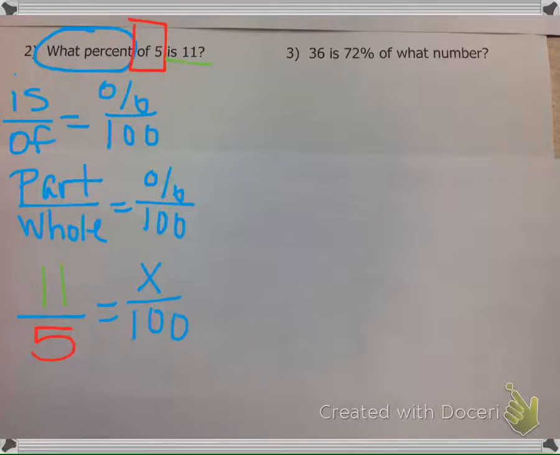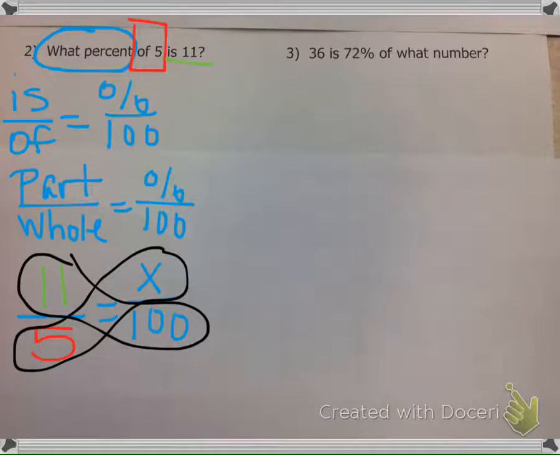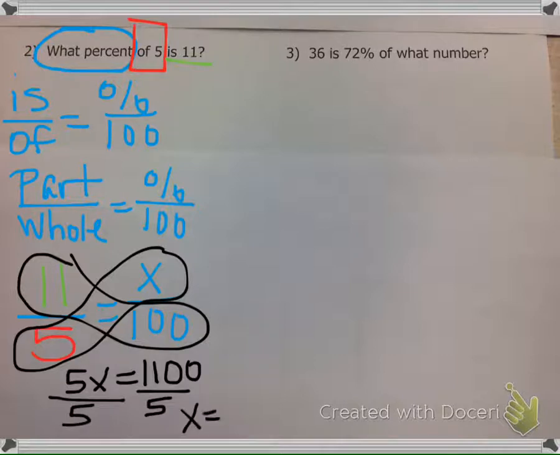Okay? There's your proportion. Now that's the hardest part, plugging everything into your proportion. From there, you should be able to solve this very simply. You know how to solve a proportion right now. We're going to do 11 times 100 and 5 times x. 5 times x is 5x. 11 times 100 is 1100. And then you're just going to divide by 5 on both sides. And x equals 220.